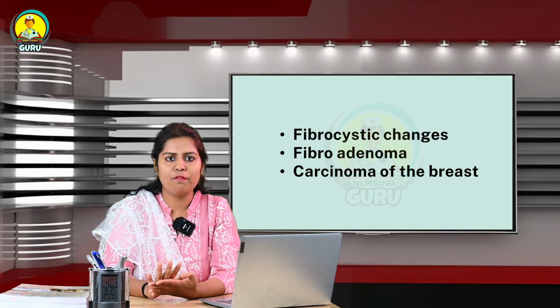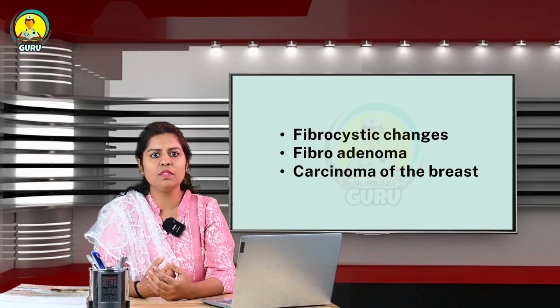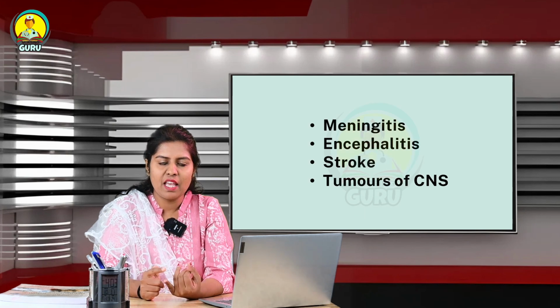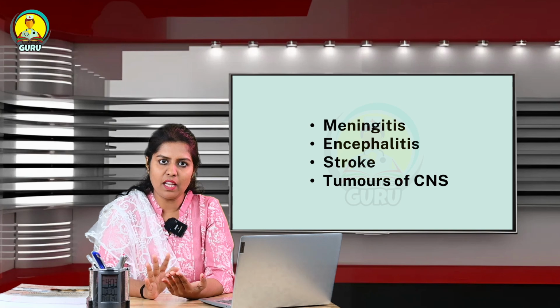They will ask for 5 marks. So you need to write what is carcinoma of the breast, then the stages of the carcinoma. Next, central nervous system. Under this we have meningitis, encephalitis, then stroke and tumors of CNS. In this, encephalitis is very important. Either encephalitis or meningitis they will ask.